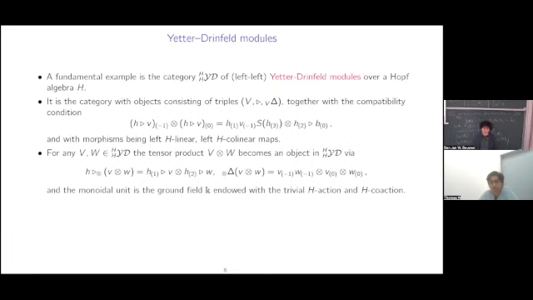This is how you make this category monoidal again. If you forget about it, it's on the blackboard again. The monoidal unit is the ground field endowed with the trivial H-action and coaction. And this category is braided with respect to the braiding that we have here.